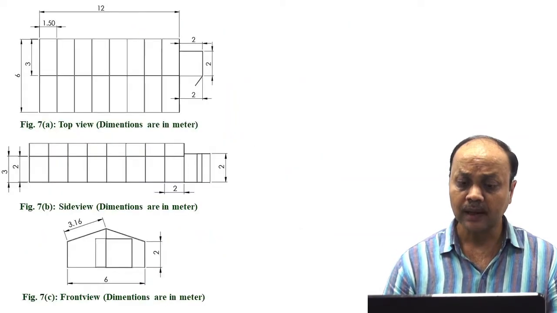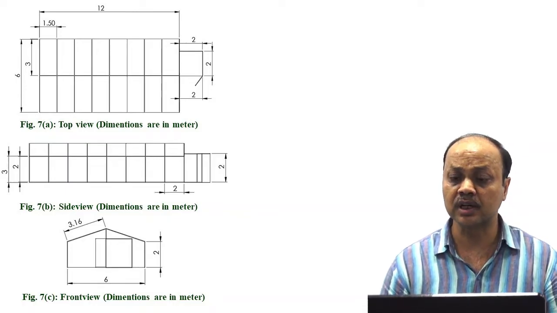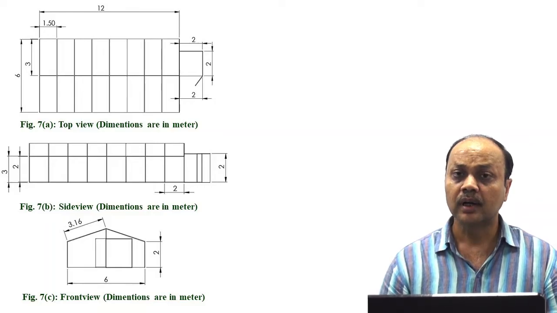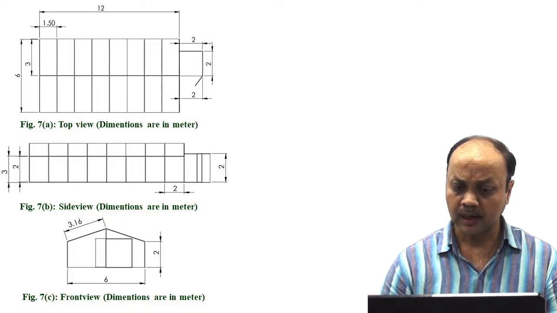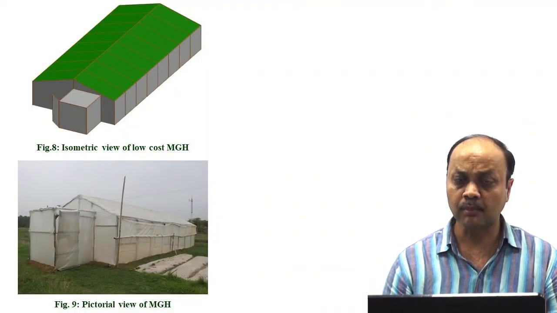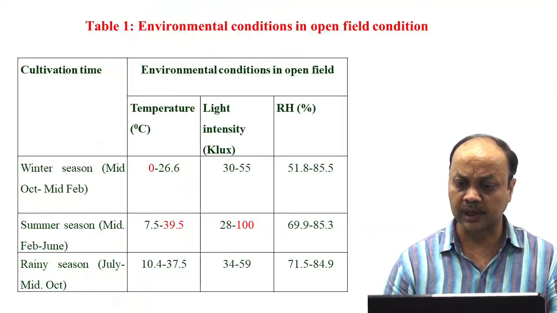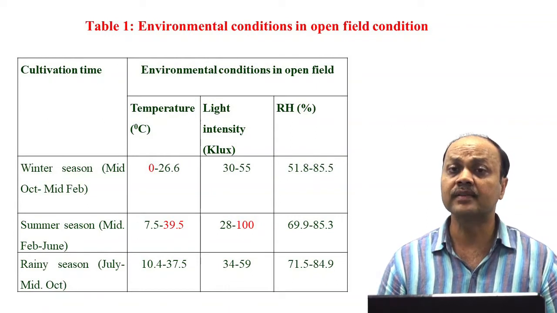This is the top view, side view and front view of the greenhouse. The width of the greenhouse is 6 meter, length is 12 meter, center height is 3 meter and side height is 2 meter. This is the isometric view, and in figure 9 you can see the pictorial view of this greenhouse.